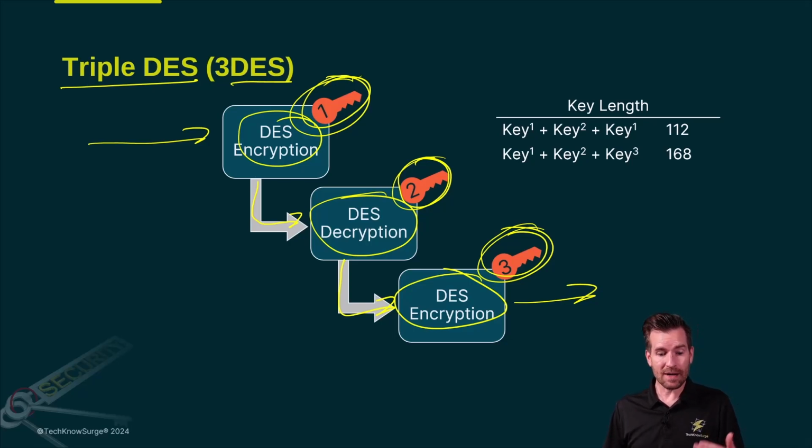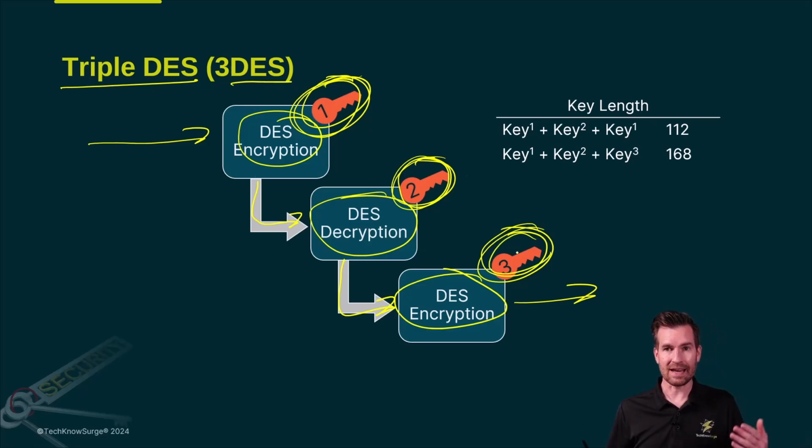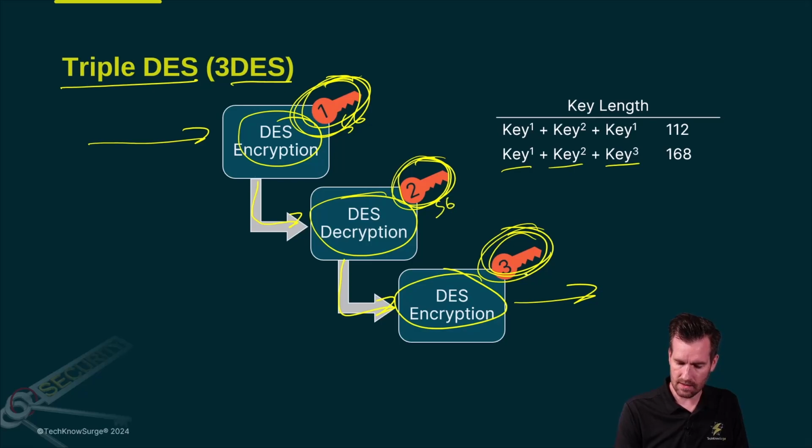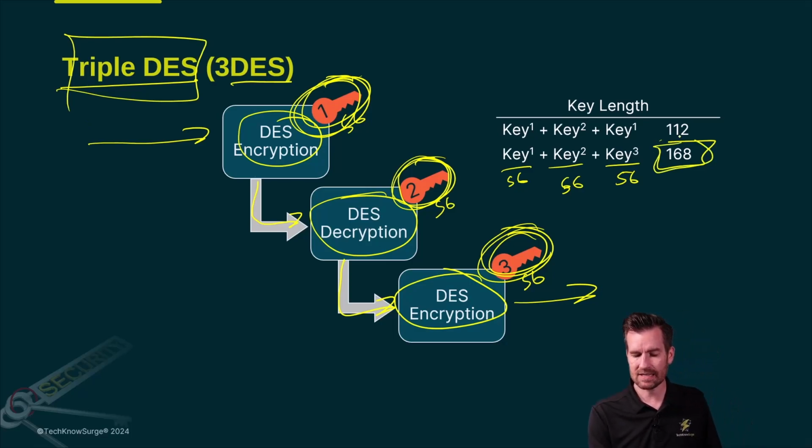So how many bits? Well, what they would do is they take key 1, key 2, and key 3, all those bits, and they put them together to create one key. And so if DES is 56 bits, because each one of these is going to be 56, that's what DES uses. So 56 plus 56 plus 56 equals 168 bits. So Triple DES used 168 bits.